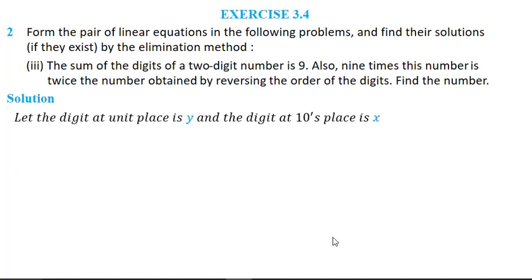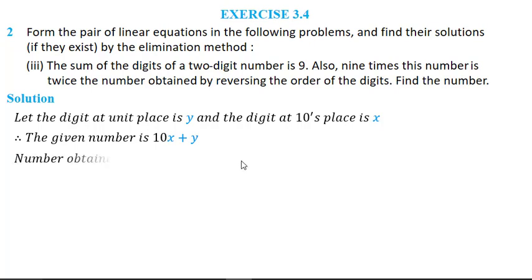Here the sum of the digits of a 2-digit number is 9. So we have a 2-digit number. So let us consider digit at unit place be Y and digit at tens place be X. So as digit at tens place is X, the given number will be 10x plus Y. Alright, understand this concept. When you have digit X at tens place, then its value will be 10x and Y is at unit place, so its value is Y. So the total number, the complete number will be 10x plus Y.